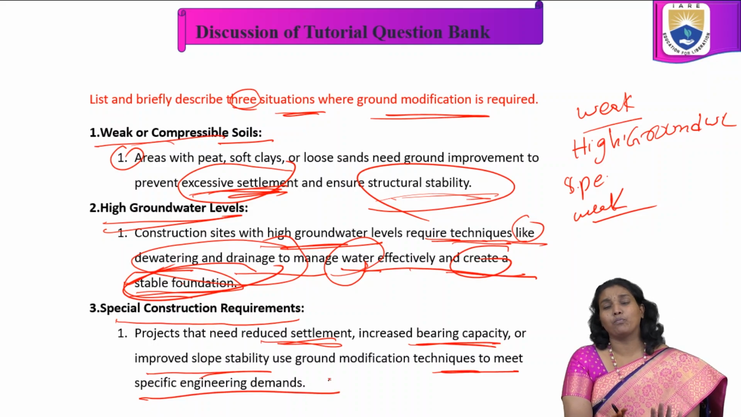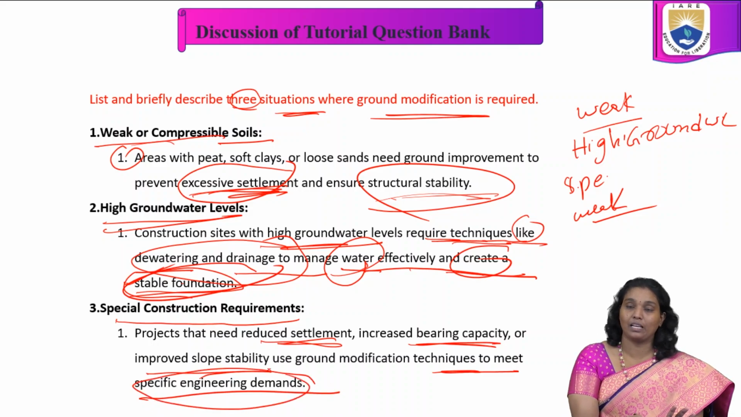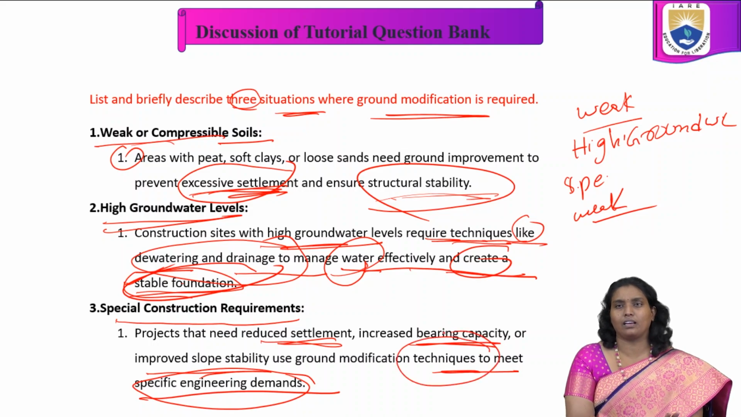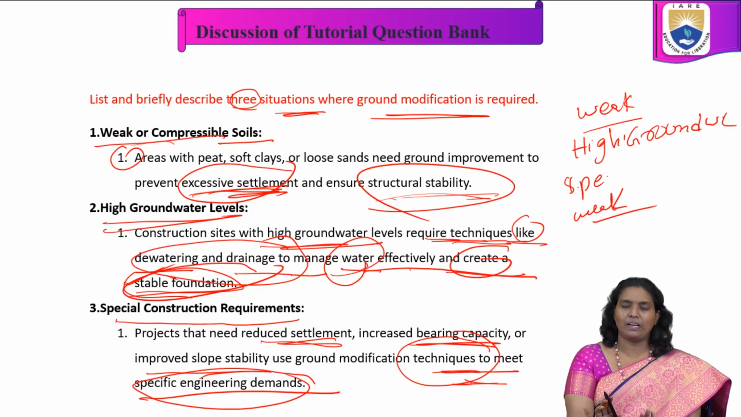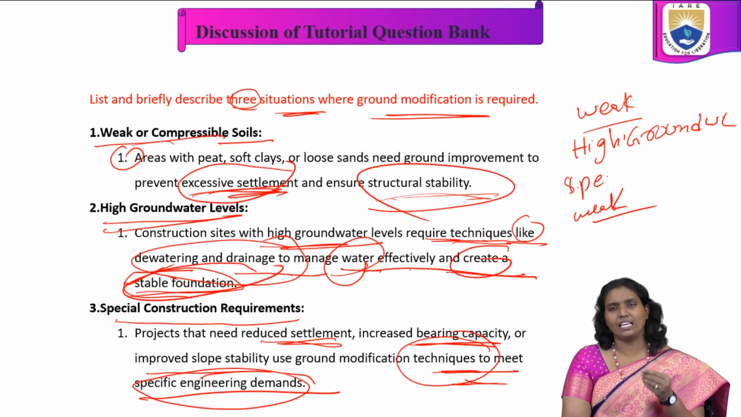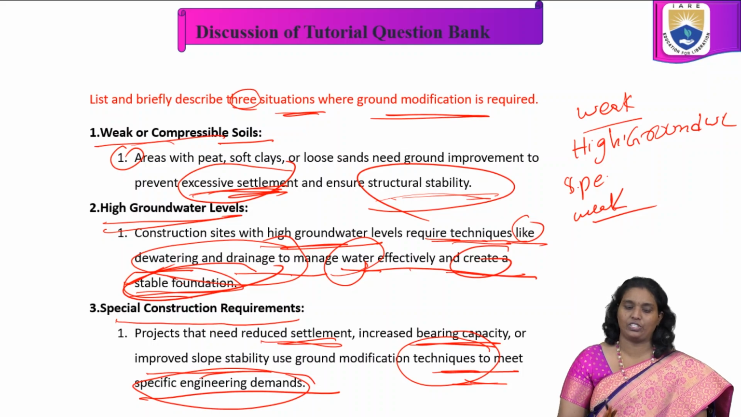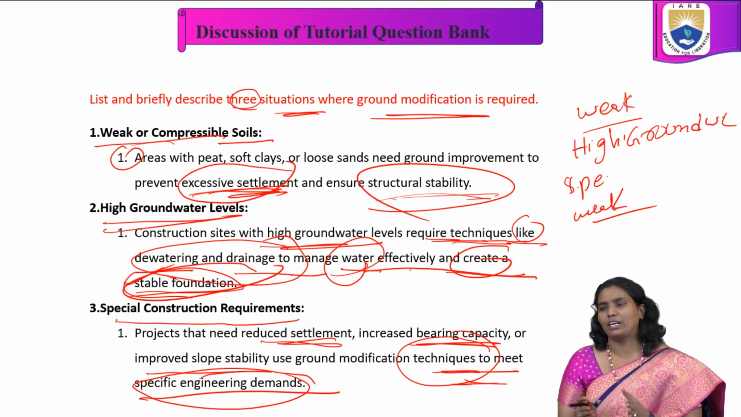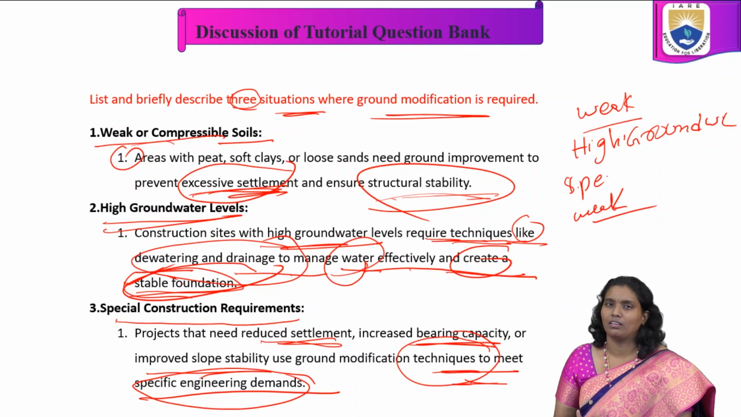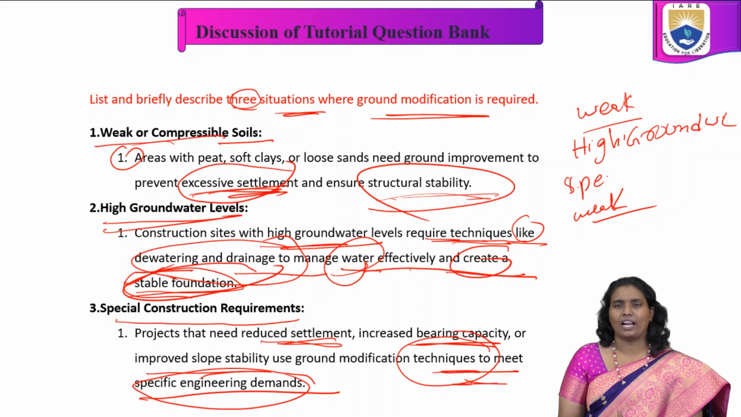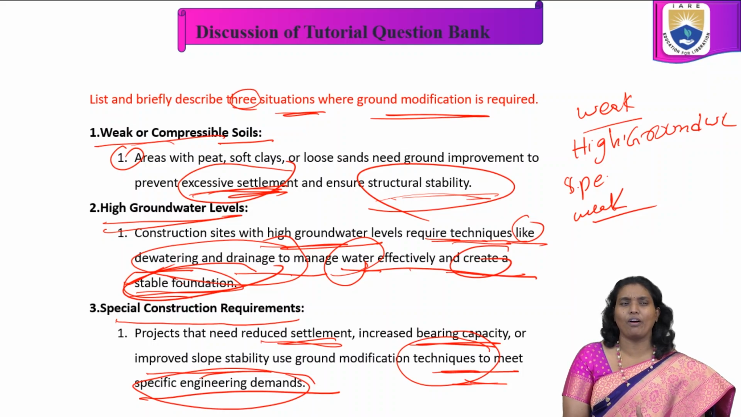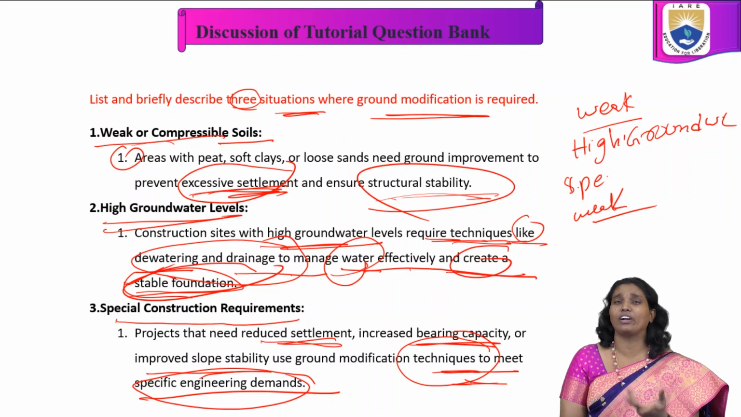If you want, you may be more specific about which type of engineering demands, and what kind of technique, like dewatering and drainage, we may mention here also. Such type of explanation is required for these kinds of questions. We are going to list, and each one we are going to briefly explain that situation: how the situation is, and based on which type of technique we reach the required property, excessive settlement and structural stability, using any technique such as compaction, whatever it may be.